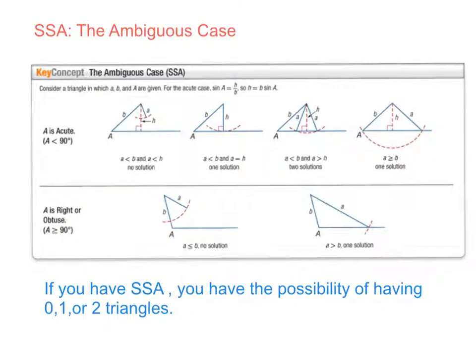Okay, the ambiguous case, this is the graph that they give you in the book. I'm not going to teach it to you this way because more than likely you are not going to remember the A's and the B's and the H's and all that kind of thing. So I'm going to show you another way to do it, as well as give you a demonstration. If you have side-side-angle, that's the ambiguous case, you have the possibility of having 0, 1, or 2 triangles.